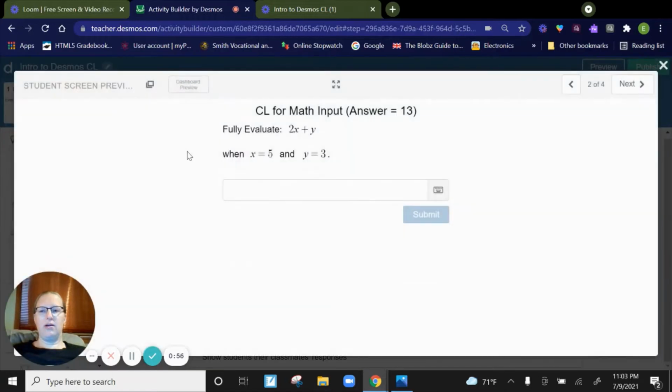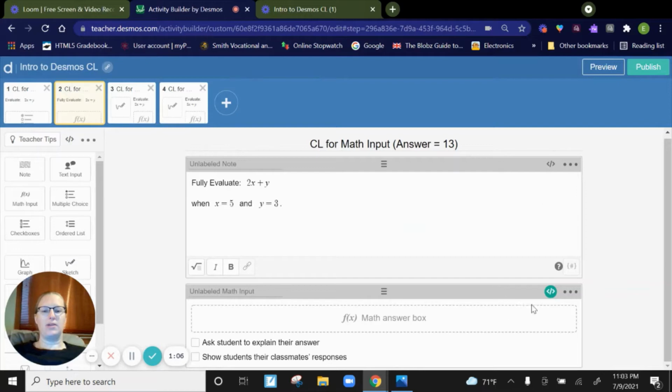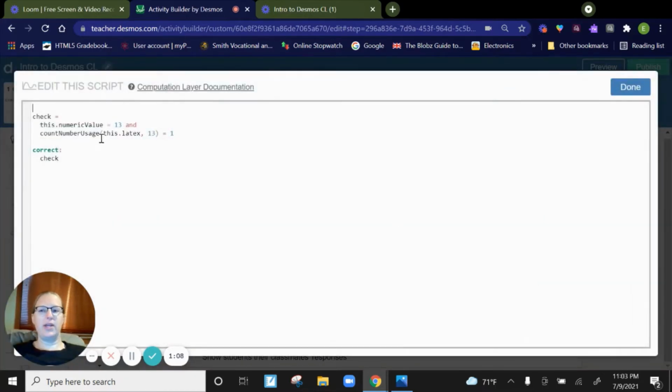Same idea here on this one. It was a math input, and we made it so that it had to be only the answer of 13 that it will accept, and not something equivalent to that, depending on what you want. So here we have check, and at first we didn't have this piece in there. We had this numeric value equals 13 and stop there.